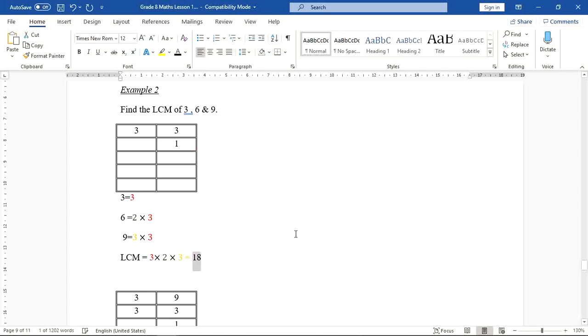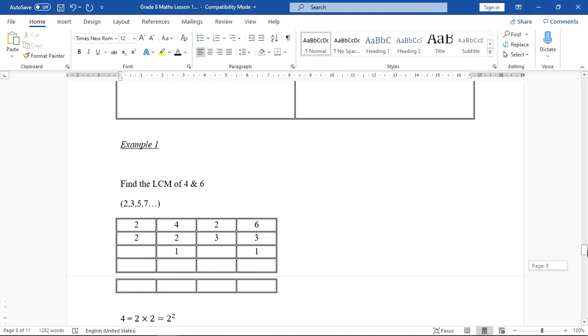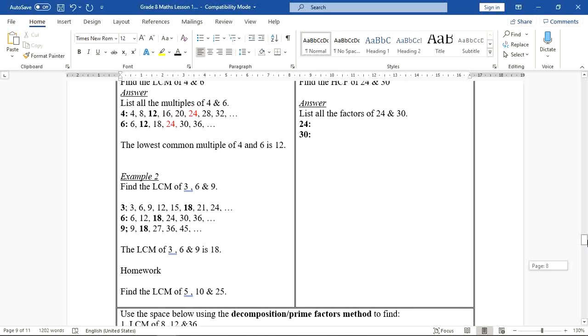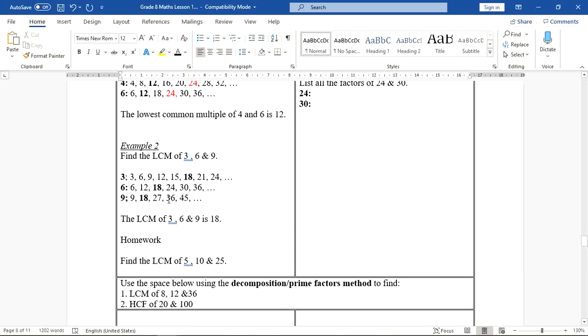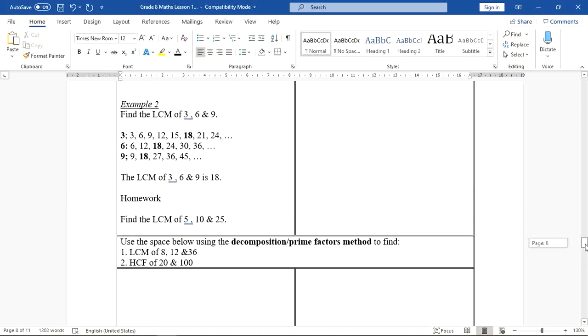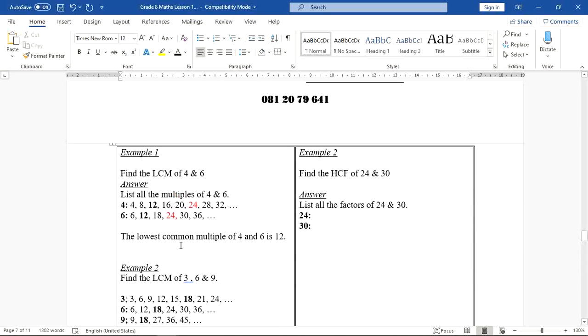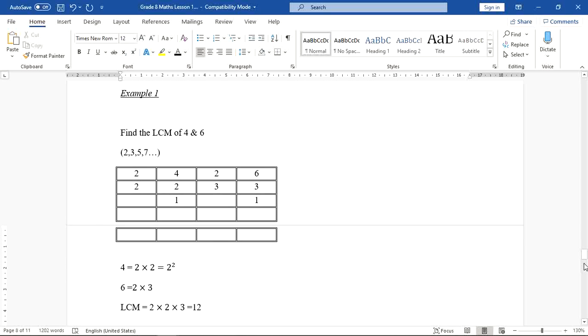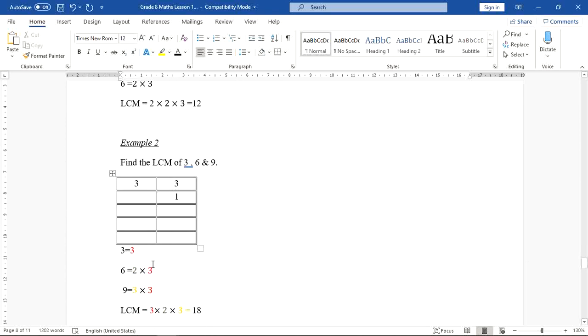Let's see if that is true by going back up to look at the other method that we have used, the method of listing the multiples. Here, the lowest common multiple of 3, 6, and 9 is 18. So we are right. In the exam, it's up to you which method you use, whether the method of listing the multiples or the method of breaking up each number into its prime factors, and then you do what I've shown you here.